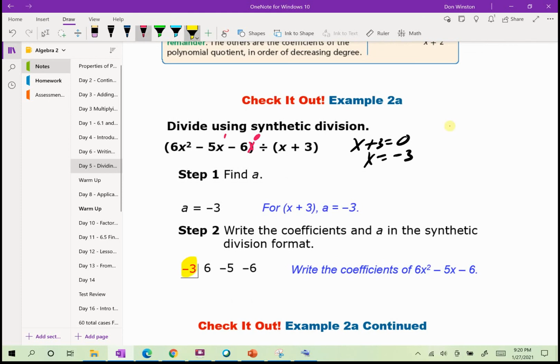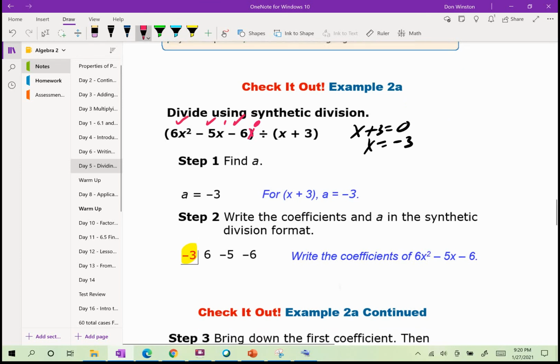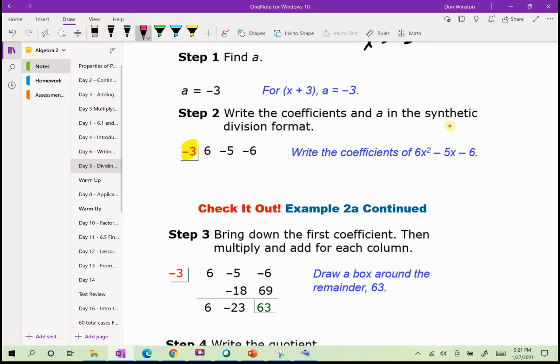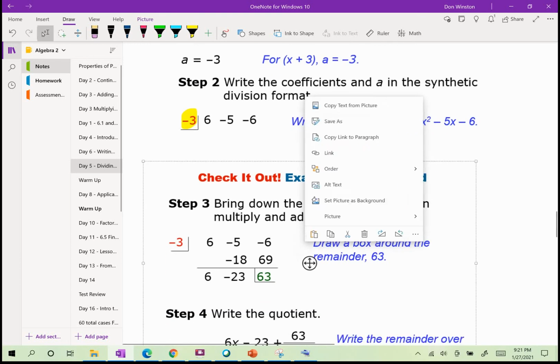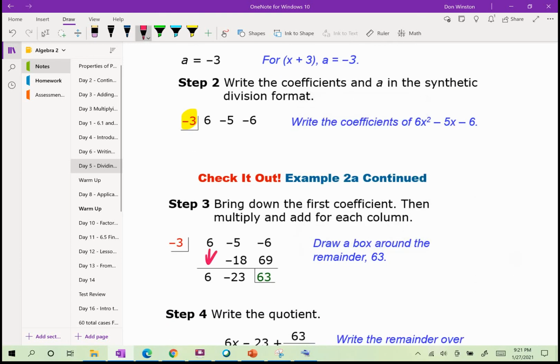And then we write the coefficients for the polynomial: 6, negative 5, and negative 6. And then we do synthetic division. We bring down the 6, and then we multiply. Negative 3 times 6 gives us negative 18. We put it under the next coefficient. Then we add negative 5 plus negative 18 gives me negative 23. Then we multiply negative 3 times negative 23, and we get 69. And then we add and we get 63.